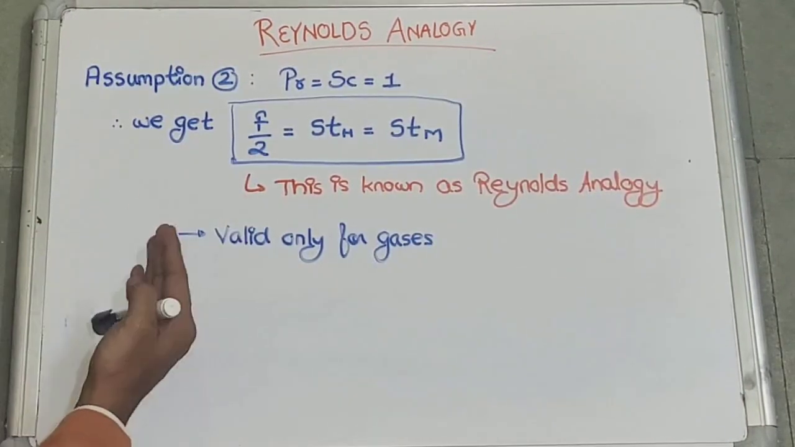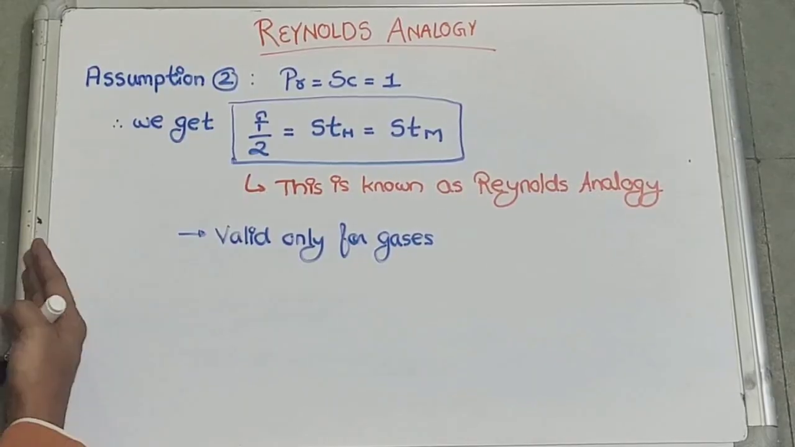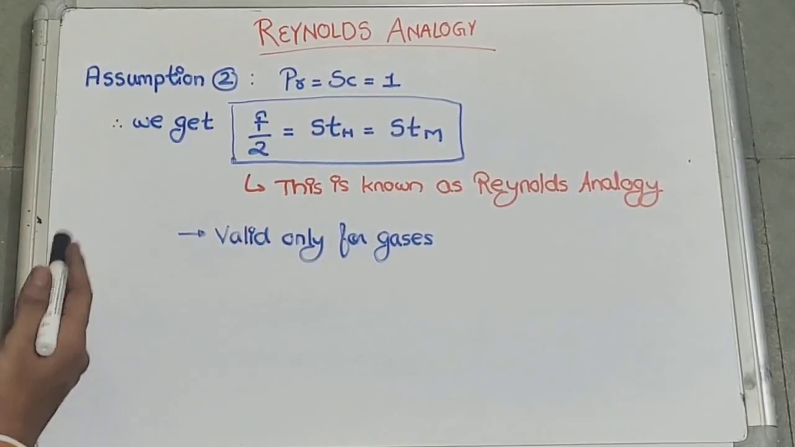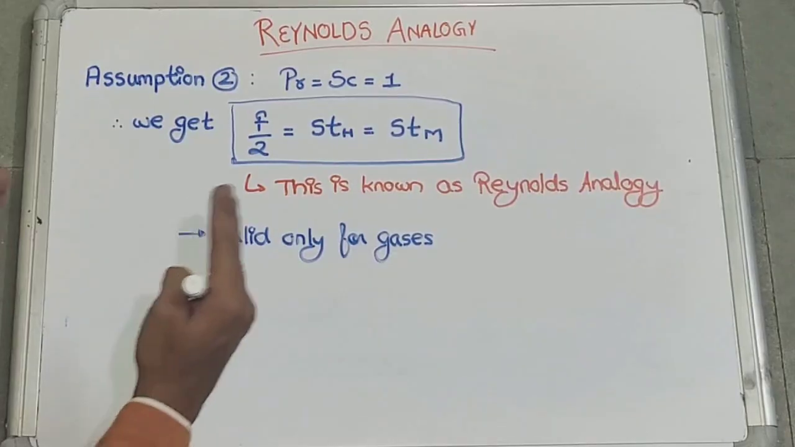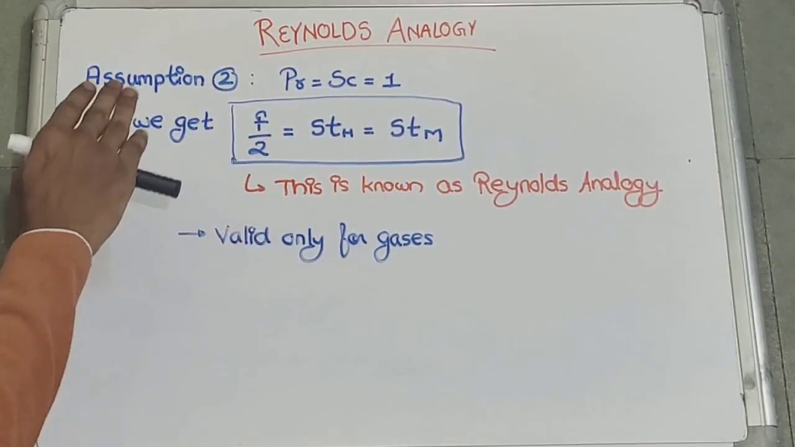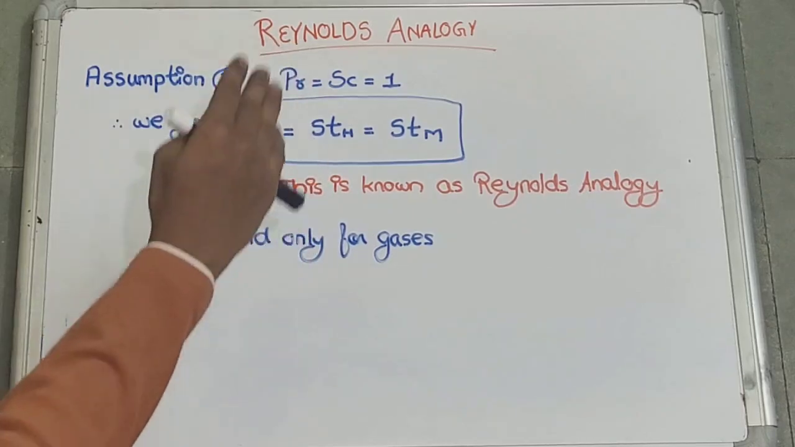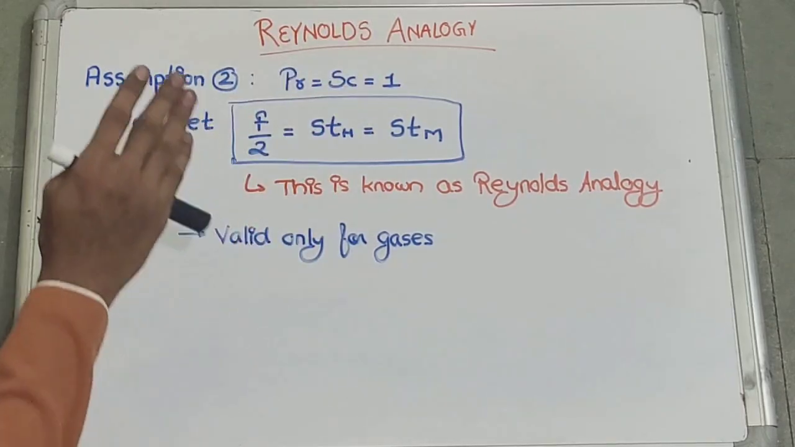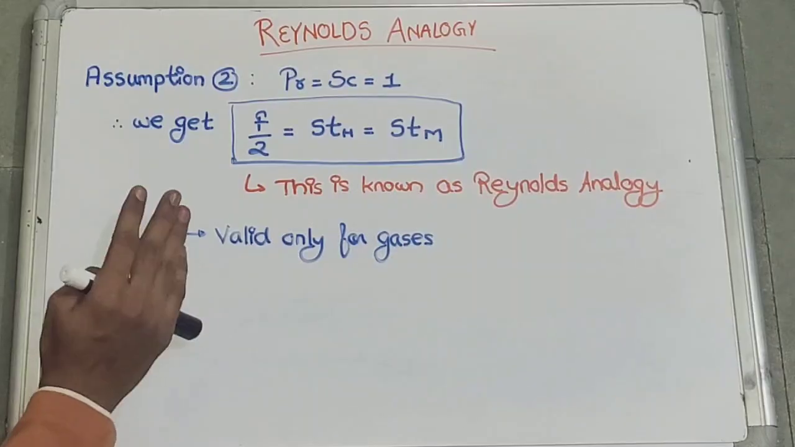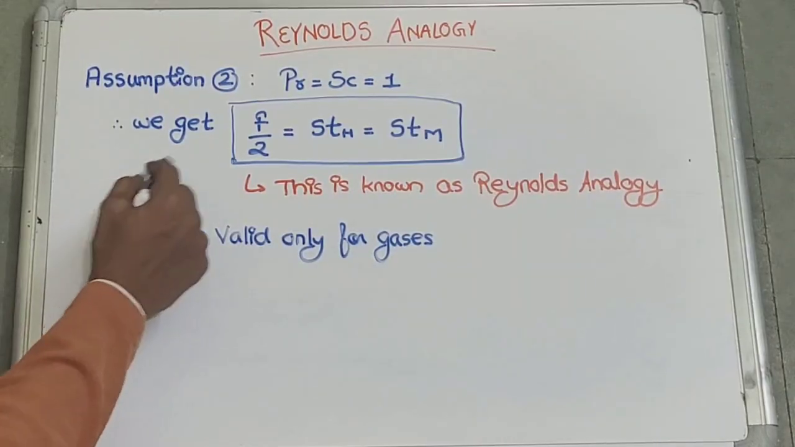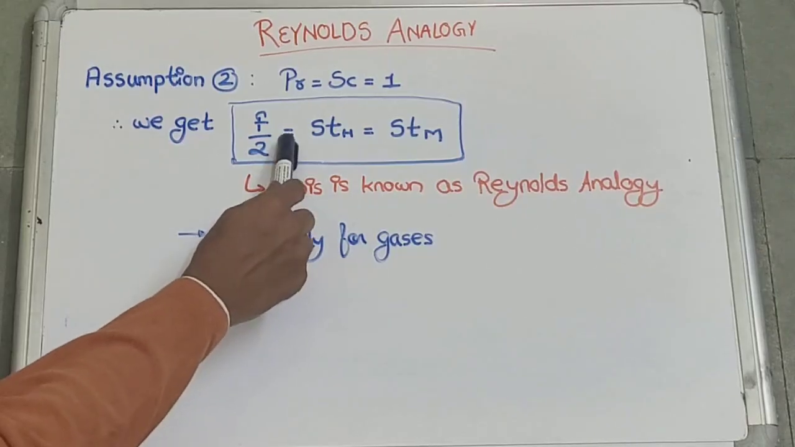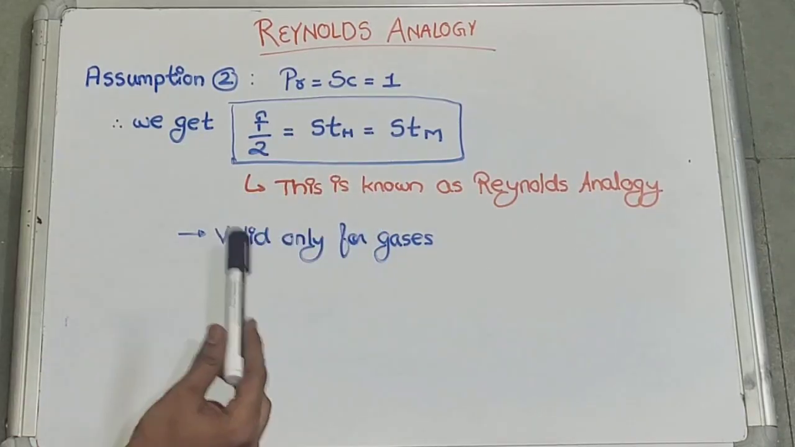After looking at assumption 1, which was considering all three thicknesses to be equal, assumption 2 is that we consider the dimensionless numbers to be equal, not all, but Prandtl number and Schmidt number. They both are considered to be equal and equal to 1. So again substituting this assumption 2 in the generalized form of transport analogy, we get this equation: F by 2 is equal to Stanton number for heat transfer is equal to Stanton number for mass transfer.